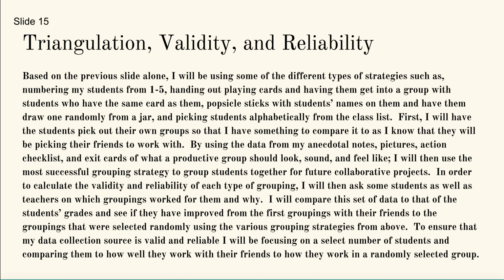Triangulation, validity, and reliability. Based on the previous slide alone, I will be using some of the different types of strategies such as numbering my students from 1 to 5, handing out playing cards, and having them get in a group with students who have the same card as them. Popsicle sticks with students' names on them, and have them draw one randomly from a jar, and picking students alphabetically from the class list. First, I will have the students pick out their own groups so that I have something to compare to, as I know that they will be picking their friends to work with.